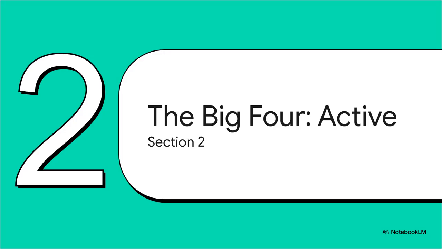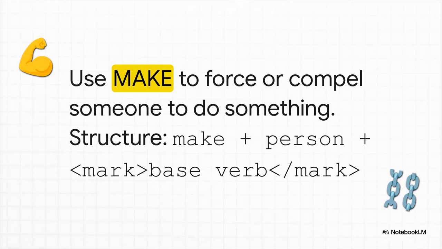Okay, now for the main event. It's time to meet the four heavy hitters of the causative verb world: make, have, get, and let. Honestly, these are the ones you are going to be using all the time. First up, we've got make. I want you to think of this as the force verb. When you make someone do something, they usually don't have much of a choice.